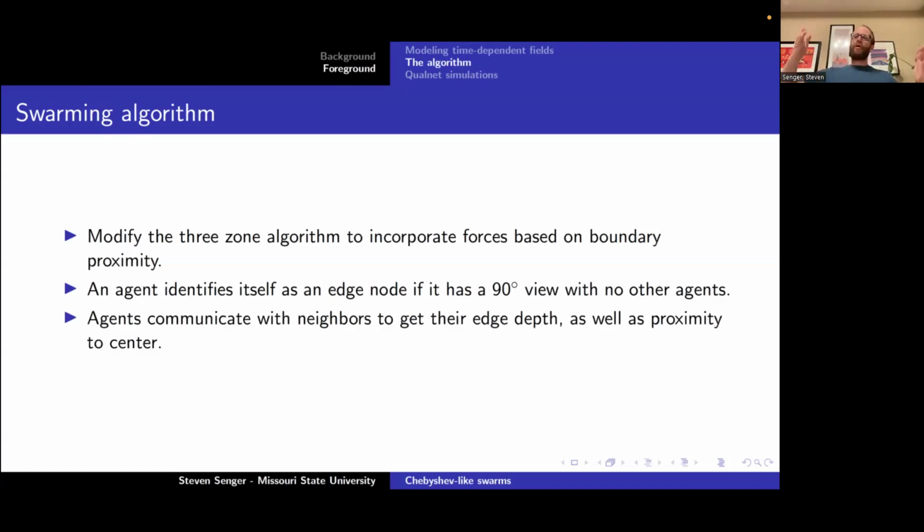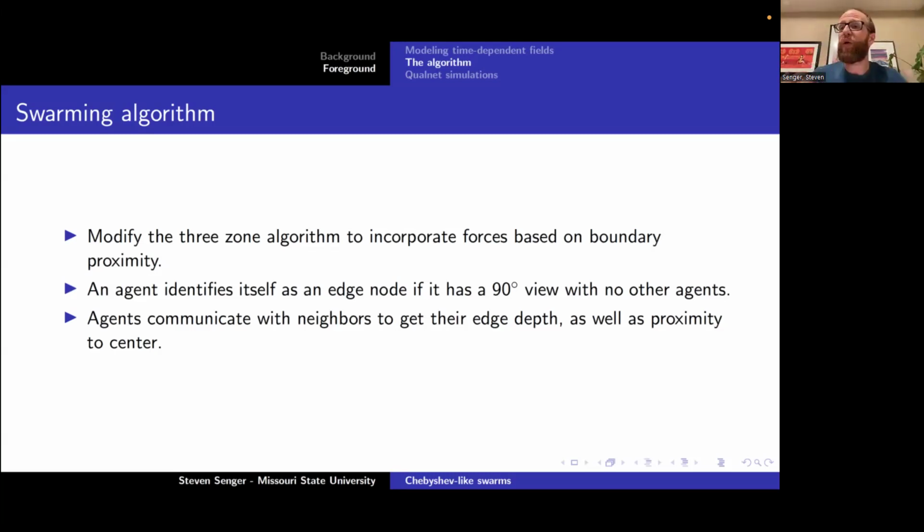And if it's a boundary member, it's going to behave a little differently. Now, boundary members are going to be on the edge. They're going to be on the boundary. And then robots that are close to robots that are on the boundary are going to be given what we call an edge depth. So someone on the boundary has an edge depth of 0, whereas someone next to someone on the boundary has an edge depth of 1. And then someone next to them would have an edge depth of 2.